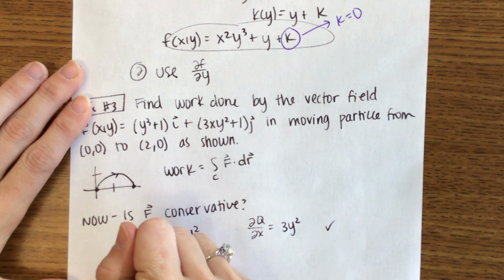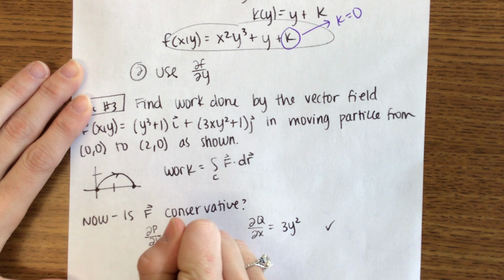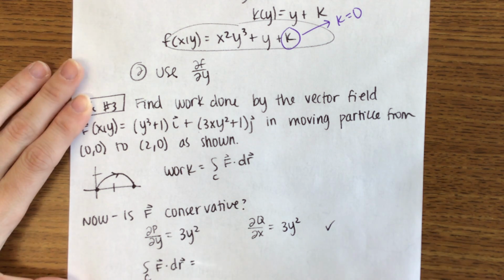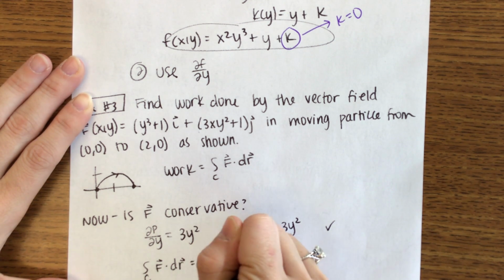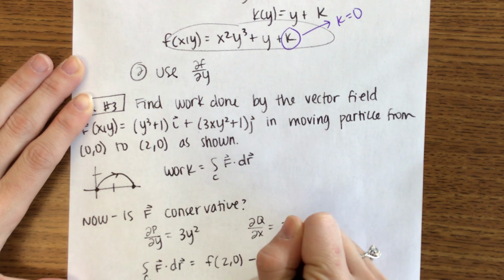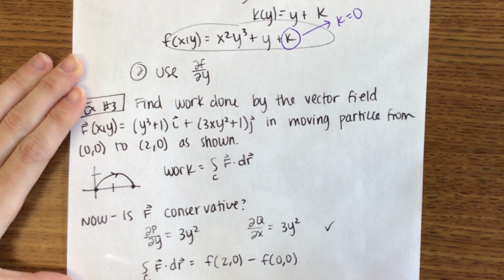What that tells us then is the line integral of f dot dr is going to be the potential function evaluated at the end point, subtract the potential function evaluated at the beginning point.